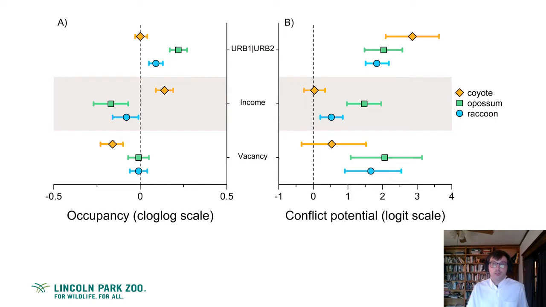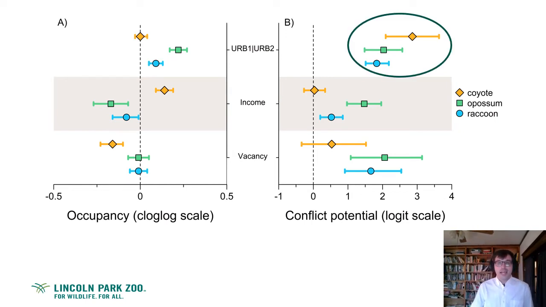Now, here are the results from two different levels of the model. On the left side, we have species occupancy, or their latent distribution. And on the right side, we have a species conflict potential as estimated from the human wildlife conflict data. So conflict potential, sort of a weird term, but essentially it is where the spatial bias is in the conflict data, assuming essentially that the species occupies the entire landscape.